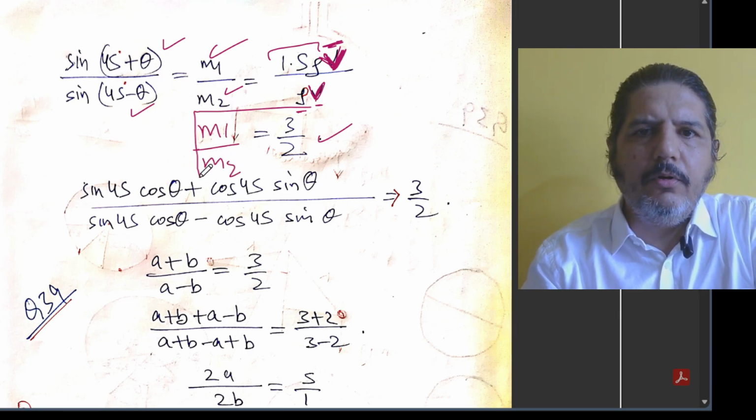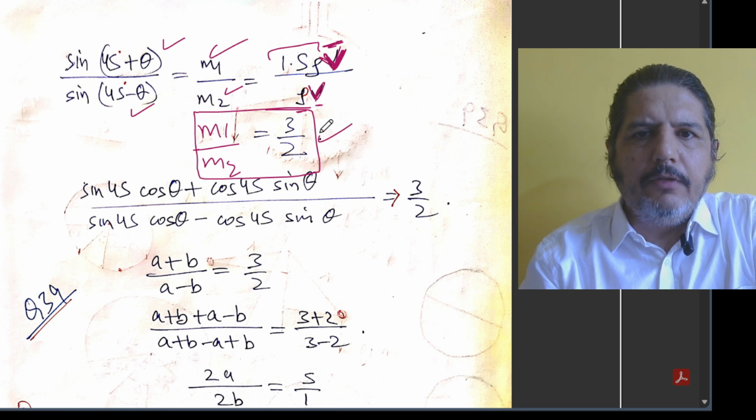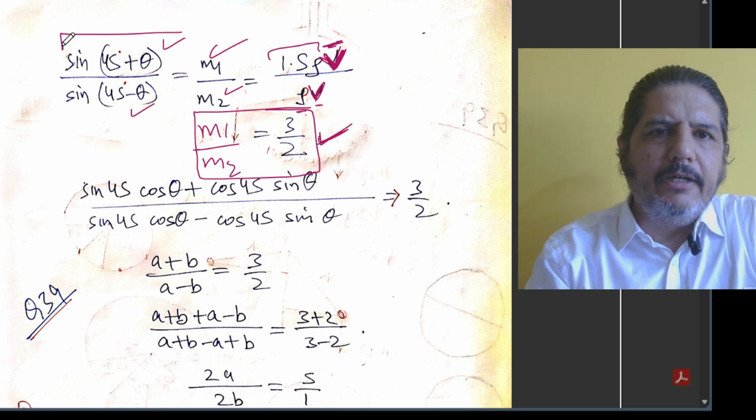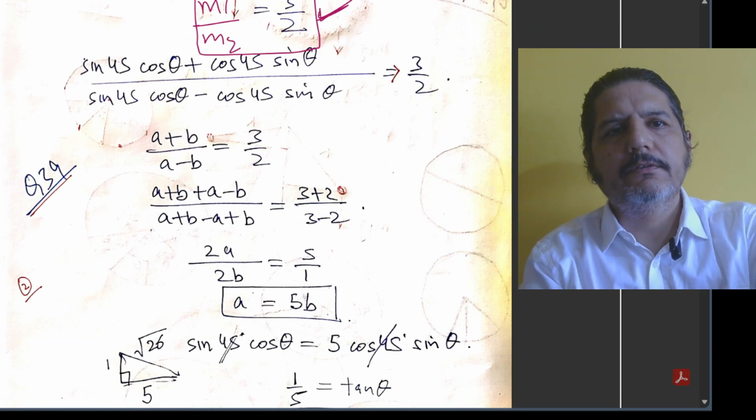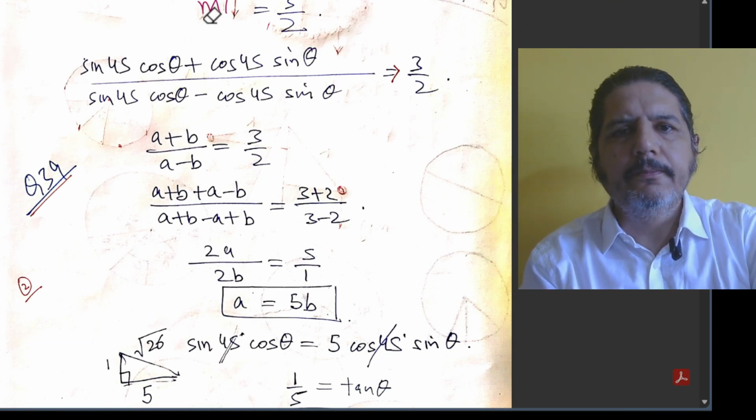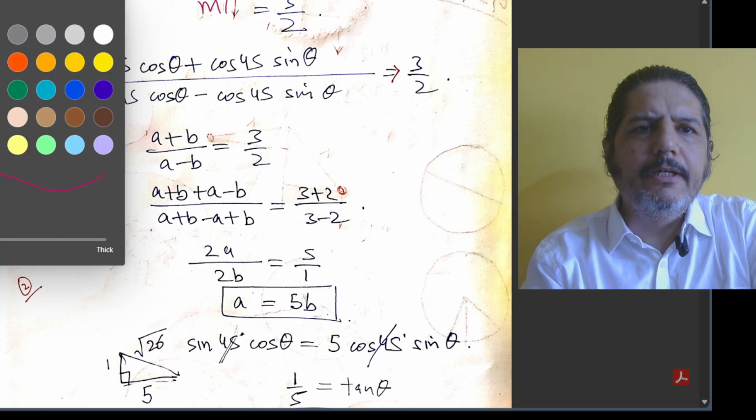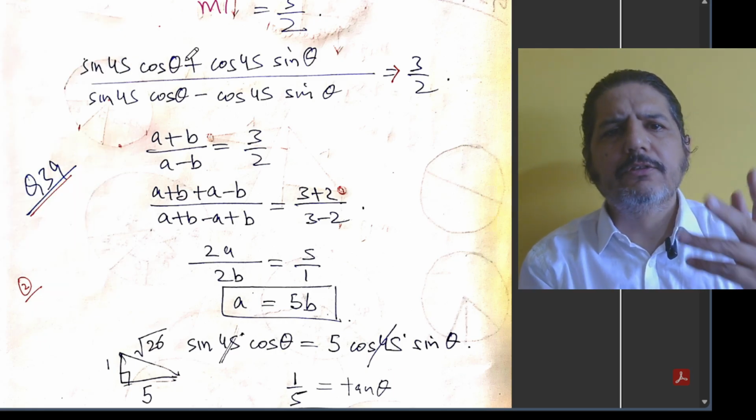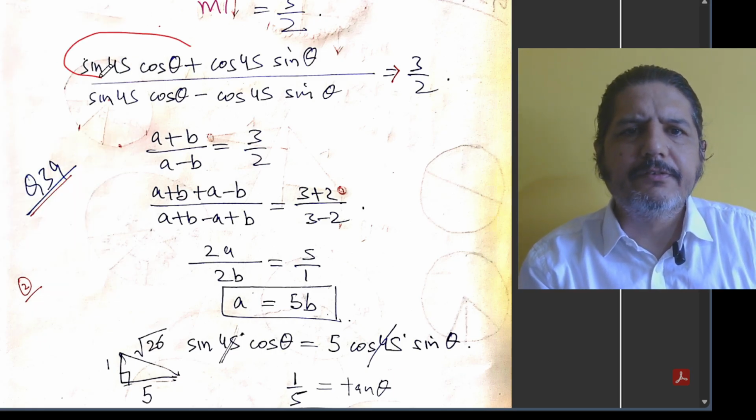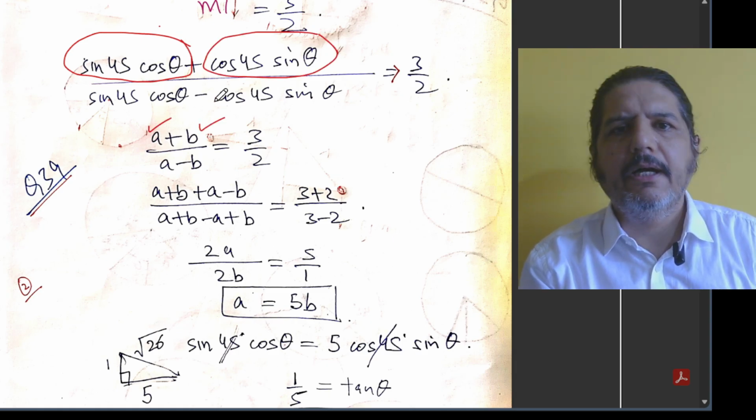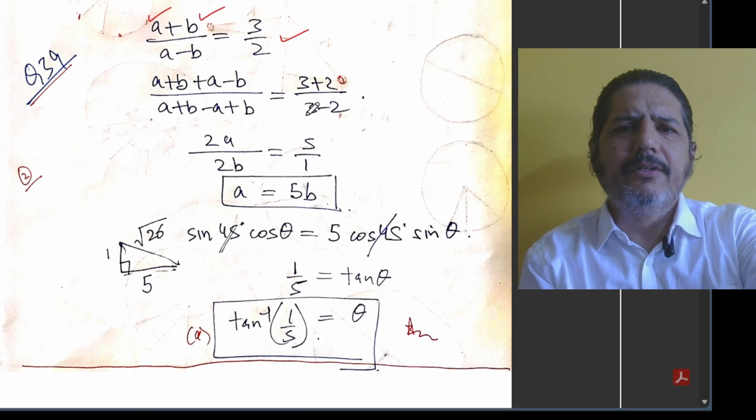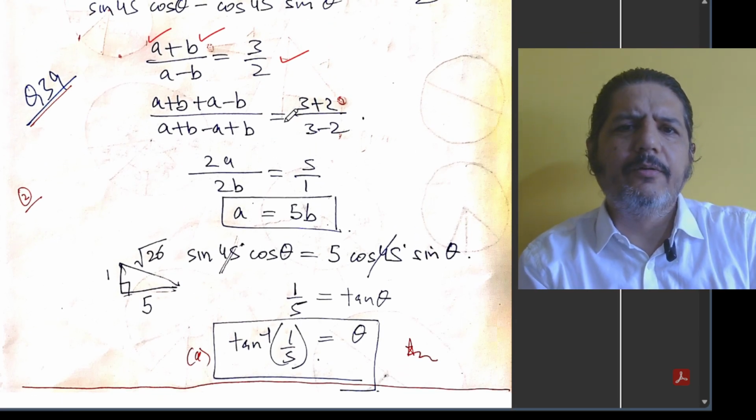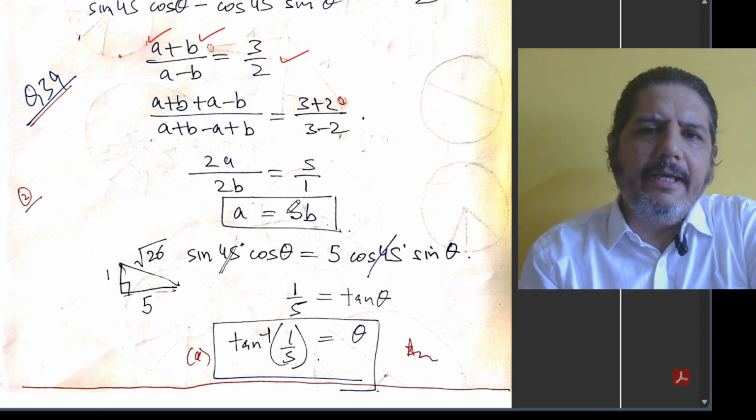So my M1 upon M2 is equal to 3 by 2, which is equal to sine 45 plus theta upon sine 45 minus theta. Now I have to solve this equation for theta, and I have used a small trick. I have replaced sine 45 cos theta by A, cos 45 sine theta by B. I have put this as A plus B upon A minus B, 3 by 2. Then I have used the componendo dividendo method to calculate A and B.